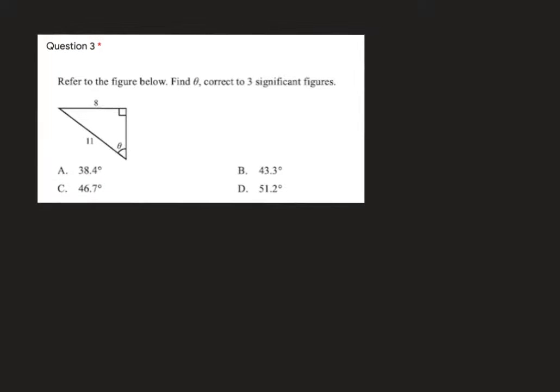Question 3. Actually, to do this question, first, we need to identify which trigonometric function we are going to use in this case. Theta is here, and 8, this side, is called the opposite side, and 11 is the hypotenuse. So in this case, we should use sine theta. Sine theta is equal to 8 over 11.